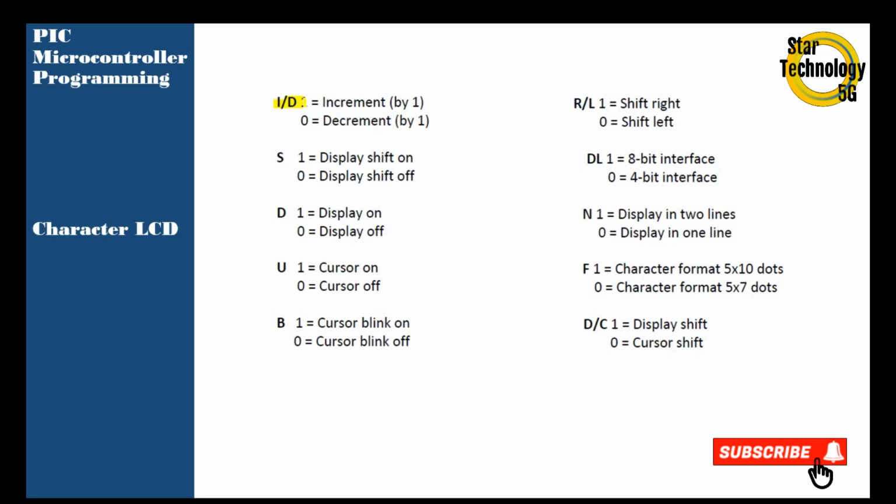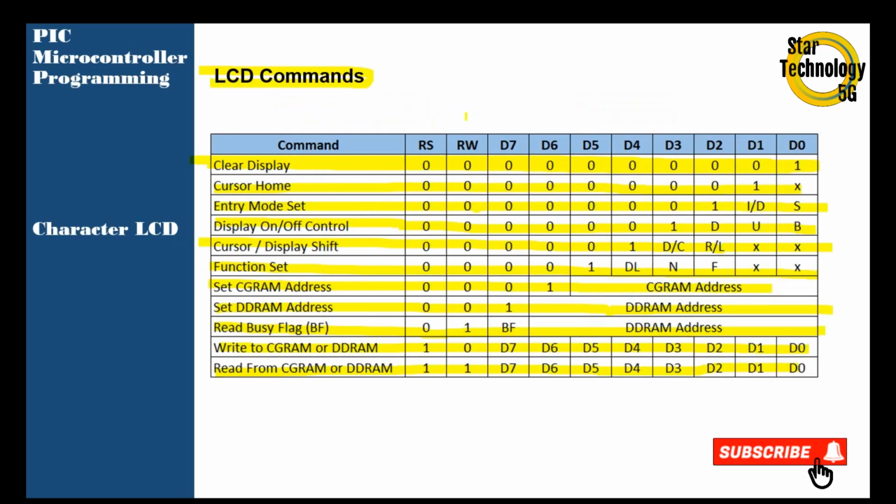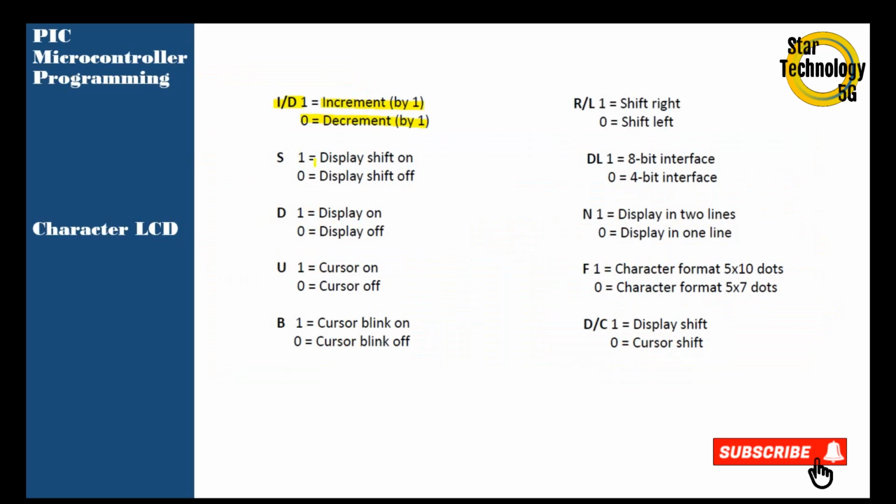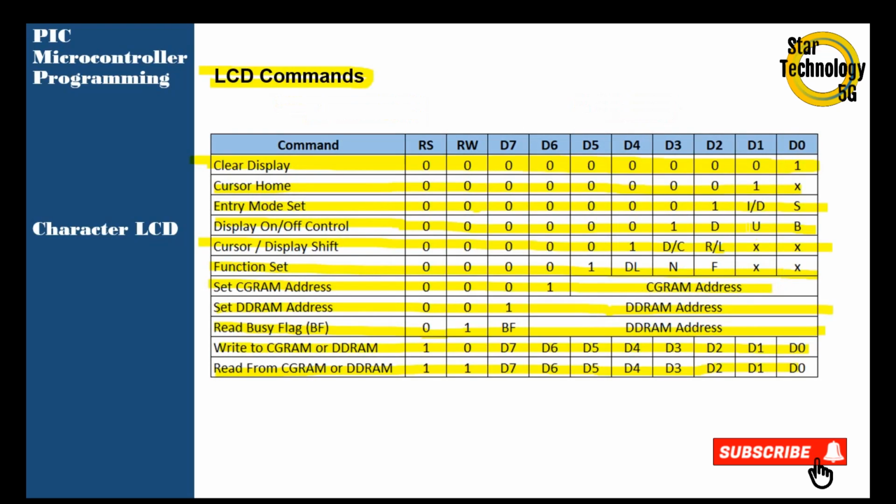I/D: if we set this value to 1, it will increment by 1. For 0, it will decrement by 1. You can see here is the I/D. For S, if we set the value of S equal to 1, it will shift the display, and for 0, shift display off. For D equal to 1, display on. D equal to 0, display is off. U equal to 1, cursor is on. U equal to 0, cursor is off. You can see here is the U and here is the D.